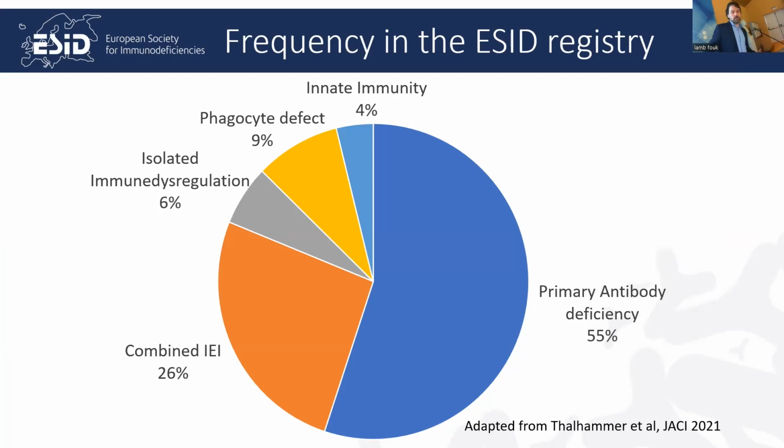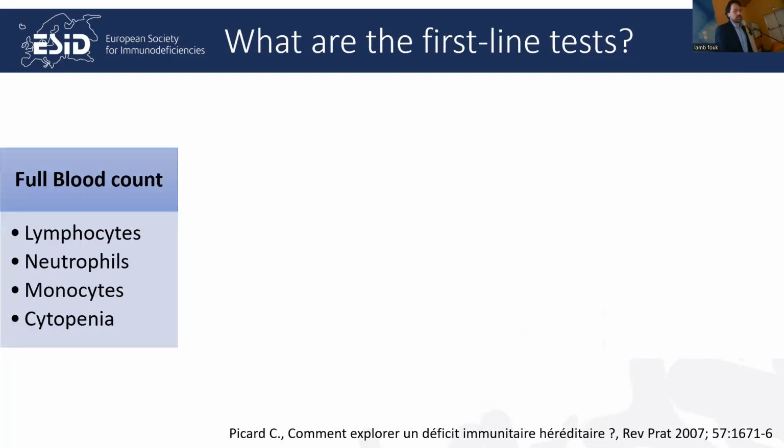So if you look, there are 55% of antibody deficiency and 26% of combined, as I told you, combined come with a bit of B-cell deficiency defect. Then there are some immune dysregulation, phagocyte, and innate immunity. So I would be really happy if in the first line testing, I would cover at least the 80% with primary immune deficiency and combined immune deficiency. So how do I reason?